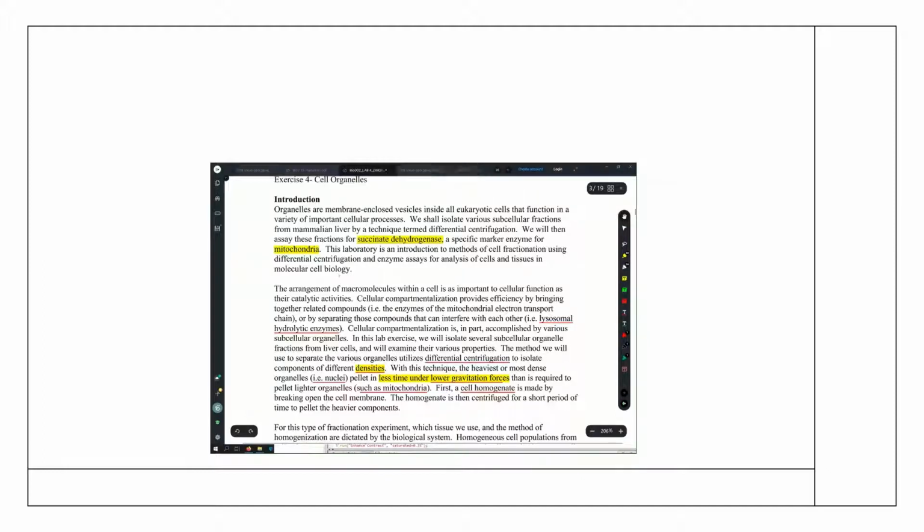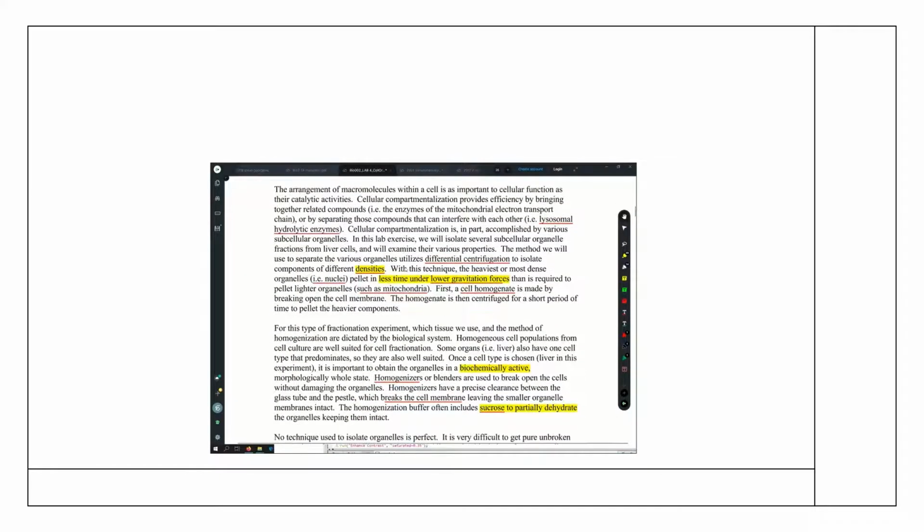the mitochondria. This laboratory is an introduction to methods of cell fractionation using differential centrifugation and enzyme assays for analysis of cells and tissues in molecular biology. So this information should definitely be in your introduction. So when you tell me the purpose of this lab was to do blah blah blah, and then the techniques that we used to accomplish our goal were differential centrifugation and enzyme assays.